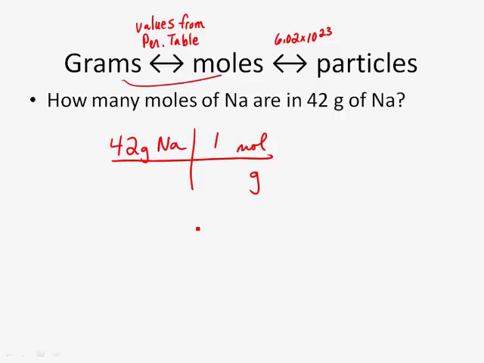It says that 1 mole of sodium is 22.99 grams. So if we take 42, divide by 22.99, we get 1.8 moles. Because our grams cancel, that leaves us with moles of sodium.